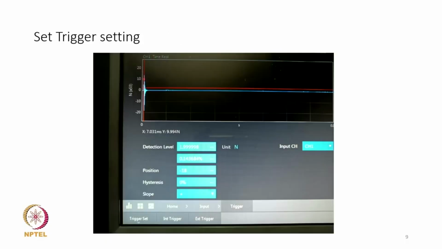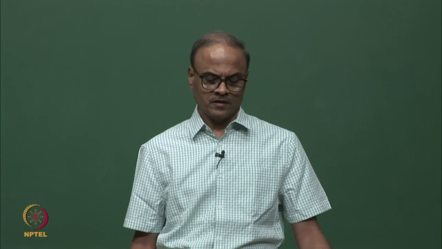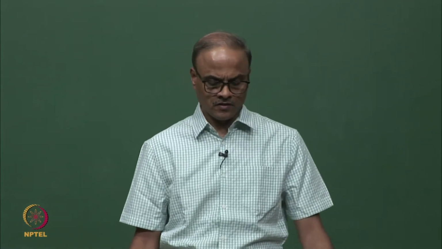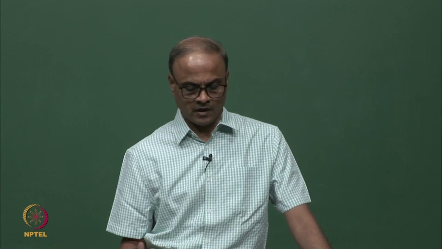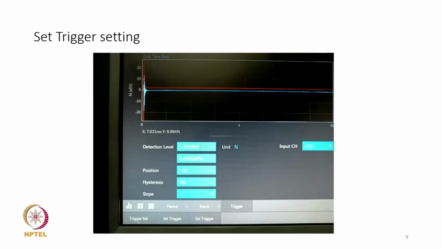Let us go to the next slide. The next setting relates to the trigger. We need to decide how the measurement would be initiated, which is what is called the trigger, right. In this case we are going to use channel 1 for deciding when to start the measurement, and that is why you can see in the trigger setting of the input section we have to convey that information.